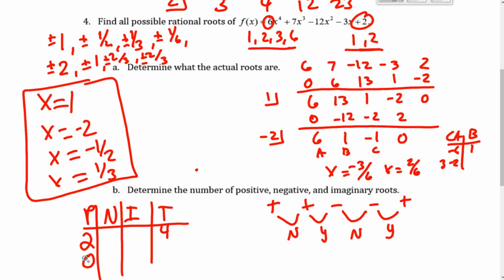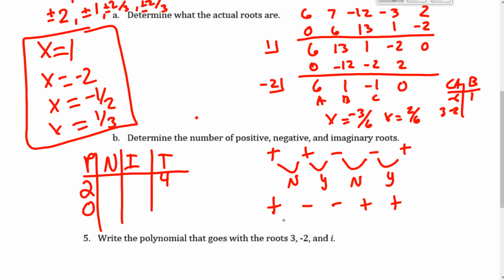And now I plug in a -1 and see what happens. So I have a negative to the 4th is positive. Positive times 6 is positive. A negative cubed is negative. Negative times a +7 is negative. And negative squared is positive. Positive times a negative is a negative. And then I have negative times a -3 is a positive. And then I have a +2 at the end.